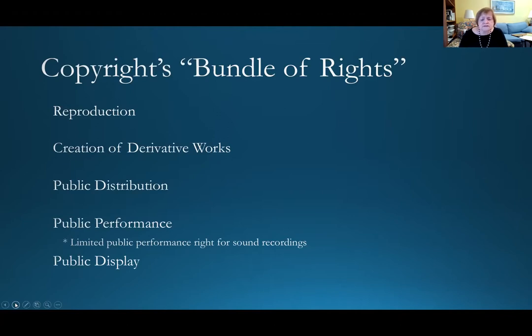But these rights have different relevance to different types of works. For example, there are some works for which there's no right of public performance because you don't perform the work. So retaining the copyright has more significance in some cases.